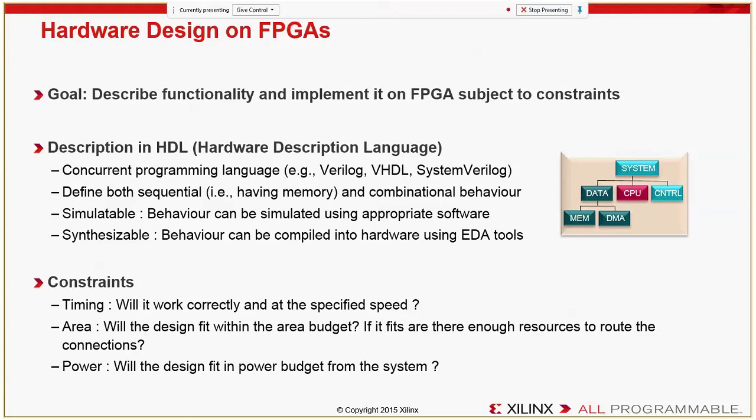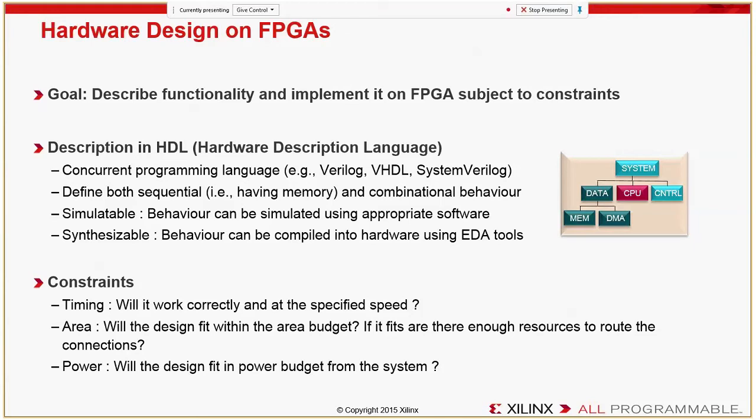Now the goal of the hardware design process is basically to describe the functionality of a design and then implement it on an FPGA subject to constraints which are defined by the system or the user. A description of a design at a higher level of abstraction is basically in a hardware description language. This can be used to define both sequential behavior, which means memory or storage, and combinational behavior, which means processing functions. The descriptions in a hardware description language can be both simulatable, which means that the behavior can actually be simulated using software, as well as synthesizable, which basically means that the description in the HDL can be compiled into hardware using the appropriate EDA tools.